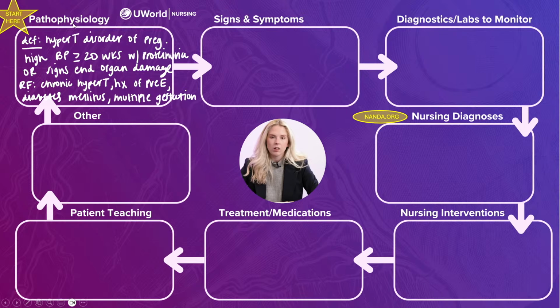Alrighty, so we're working clockwise. Next up are going to be our signs and our symptoms. These are all of the clinical manifestations of the disease process at hand. Here you want to be as descriptive as possible and make sure you list out everything you can find about potential manifestations. The more, the merrier.